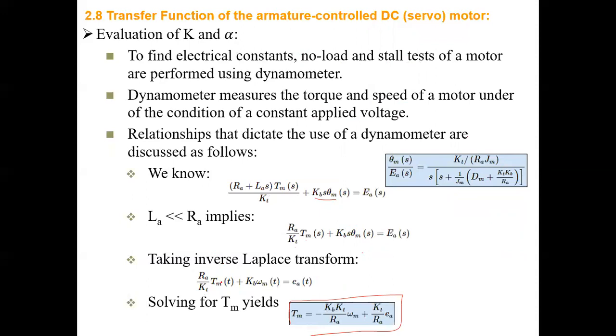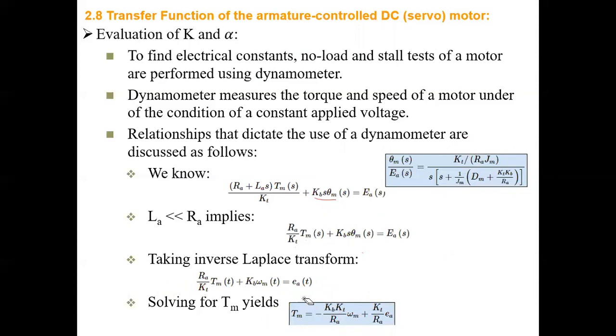Okay, so you just multiply both sides by K_T over R_A, right? K_T over R_A, K_T over R_A. So R_A and R_A cancel out, this cancels out, so you are left with T_M. Then this goes to the right-hand side, so negative, right? Negative K_B K_T omega divided by R_A, right? That's it. Then you have on the right-hand side, E_A K_T over R_A. Does it make sense?